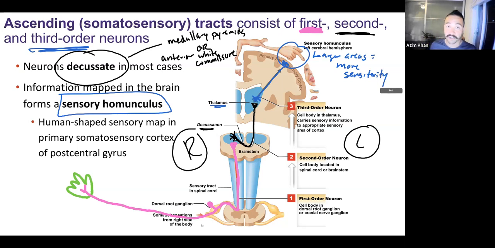So there's a lot going on here. 3 different neurons, different shapes in some cases. That first order neuron is pseudo-unipolar because it's for somatosensation, while the other 2, because they're interneurons, are multipolar. We've got decussation that happens in this particular case in the medullary pyramids. In some pathways, it can happen in the anterior white commissure. You'll just need to take a look at the pathways that I give you. Your text is going to go over pathways with names that we're not going to discuss. I'm going to provide you pathways and have you identify different parts of them.